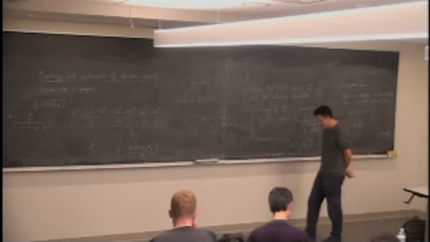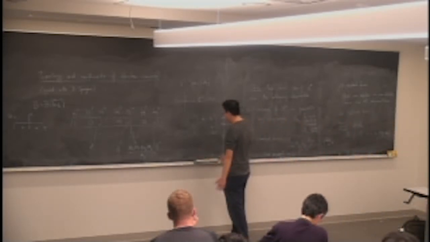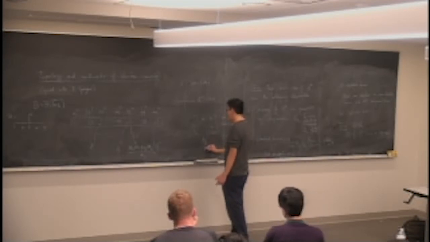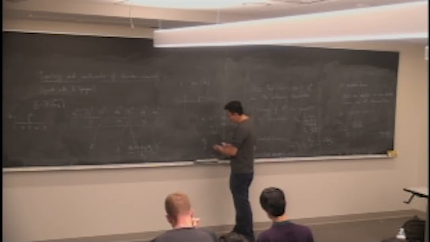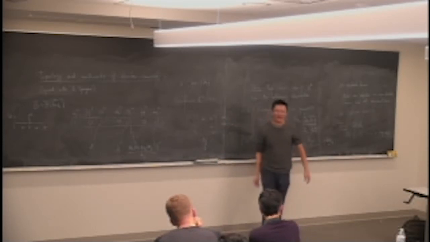So they definitely have, because I'm allowing the dy over y as one of the forms, they definitely have poles when the frozen variables go to zero. Those are fine. The other question depends on how I'm compactifying the cluster variety.